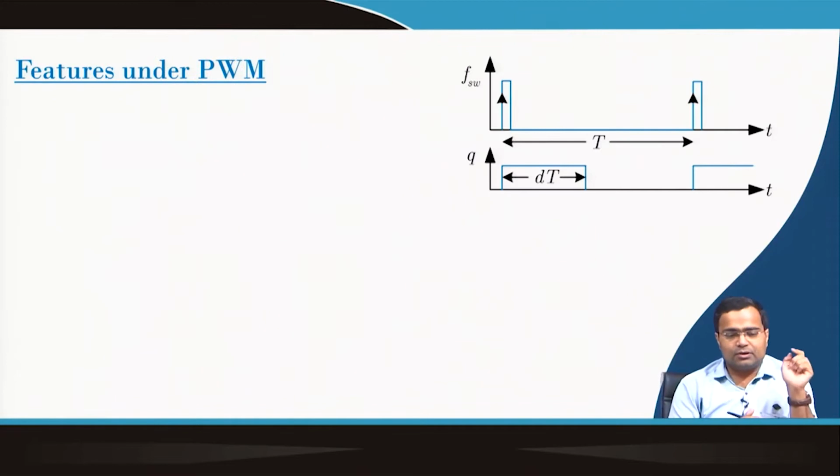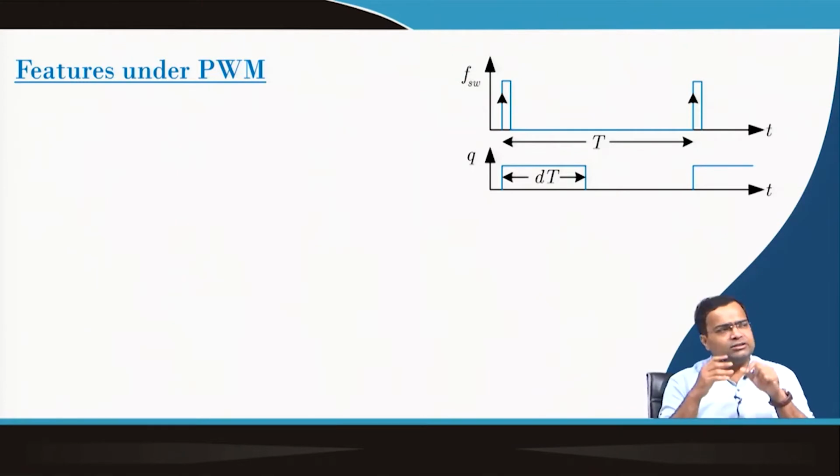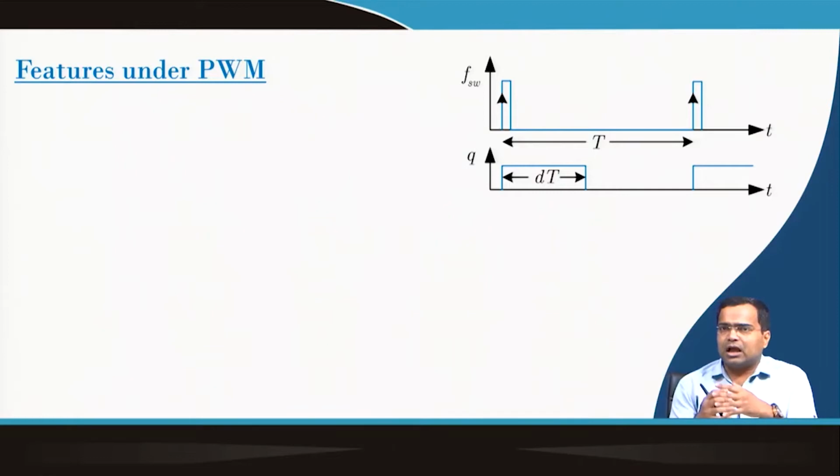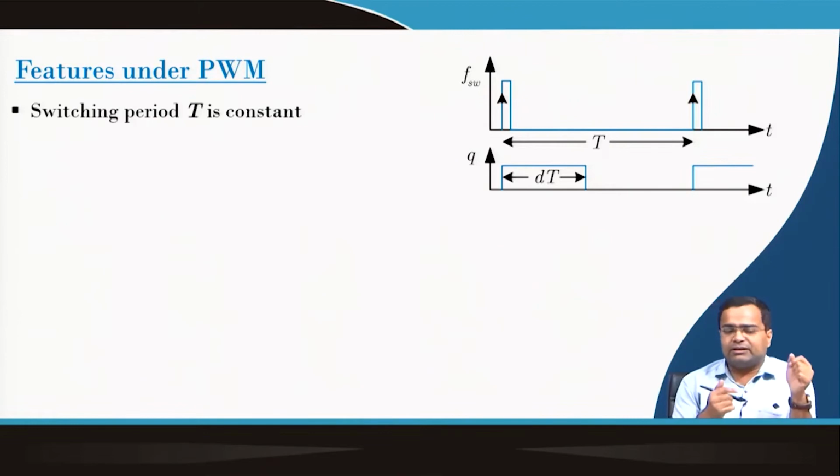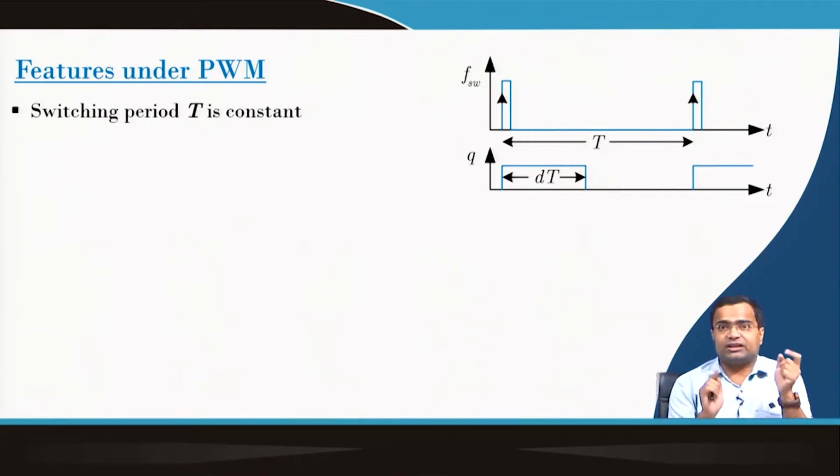What are the features that are available in pulse width modulation? Why pulse width modulation? Because in almost the majority of commercial products, commercial products apply this pulse width modulation technique. And what are the advantages? One of the advantages is that the switching period is constant.